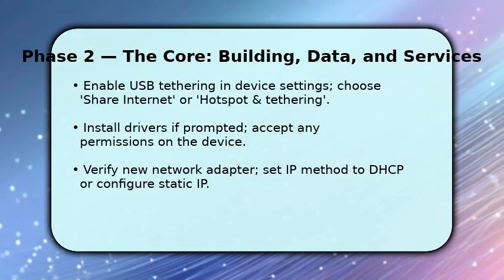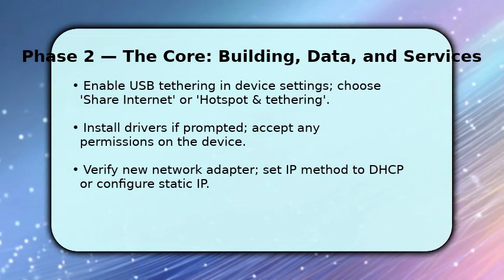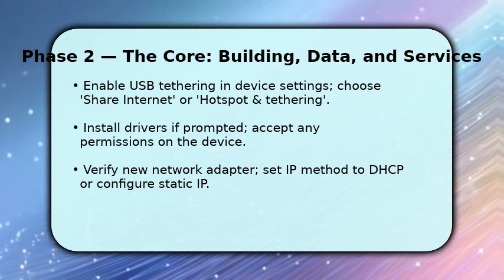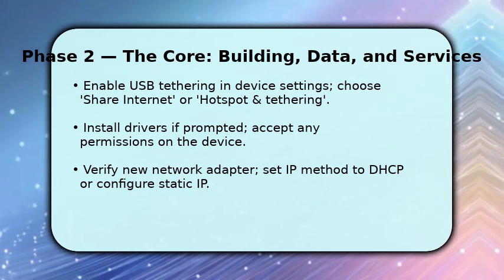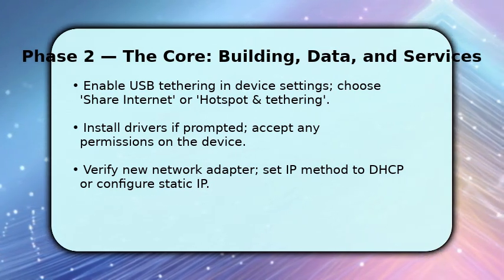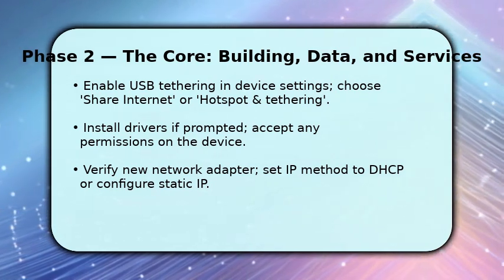Once the cable is connected, enable USB tethering or share Internet on your phone. You must grant permission if prompted. If the computer asks, install the provided drivers. Accept any security prompts so the OS recognizes the new network interface.